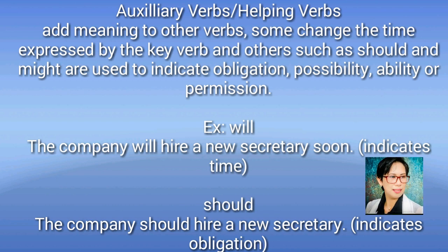The final type of verbs is the auxiliary or the helping verbs. These verbs add meaning to other verbs. Some change the time expressed by the key verb, and others, such as should and might, are used to indicate obligation, possibility, ability, or permission.